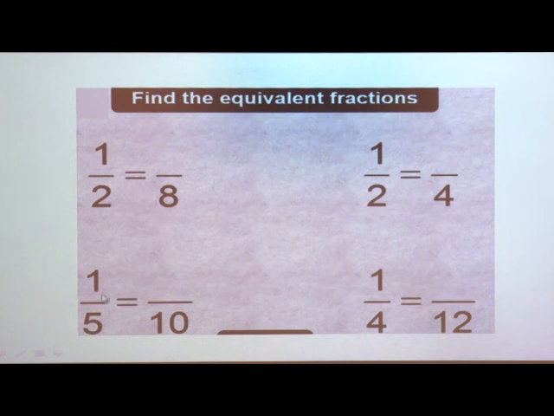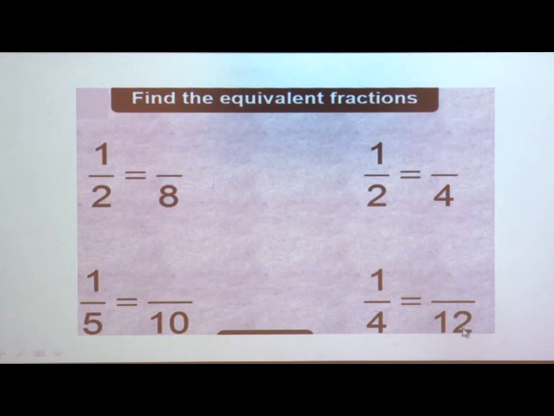One more example we will see. I think all the children can give the answer for this. 1 upon 5. So which number are we multiplying to get 10? So 5 times 2 is 10. So here we will have the same 2. So 2 times 1 is 2. So here it will be 2 upon 10.